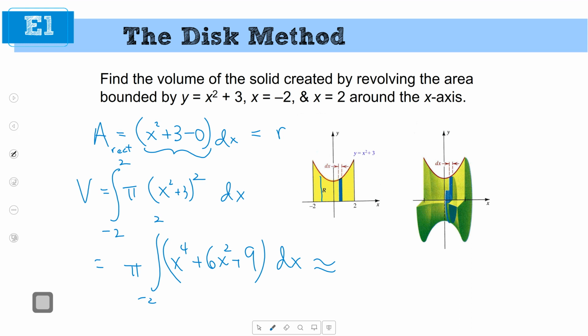Before I move on, I want to try to make sure that you understand the concept here. Where did I lose you? How do you know that x squared plus 3 is the radius? Because that's the height of my rectangle. If I take that rectangle and spin it, it becomes that disk there. And that's what I want to find the volume of. Anybody else?